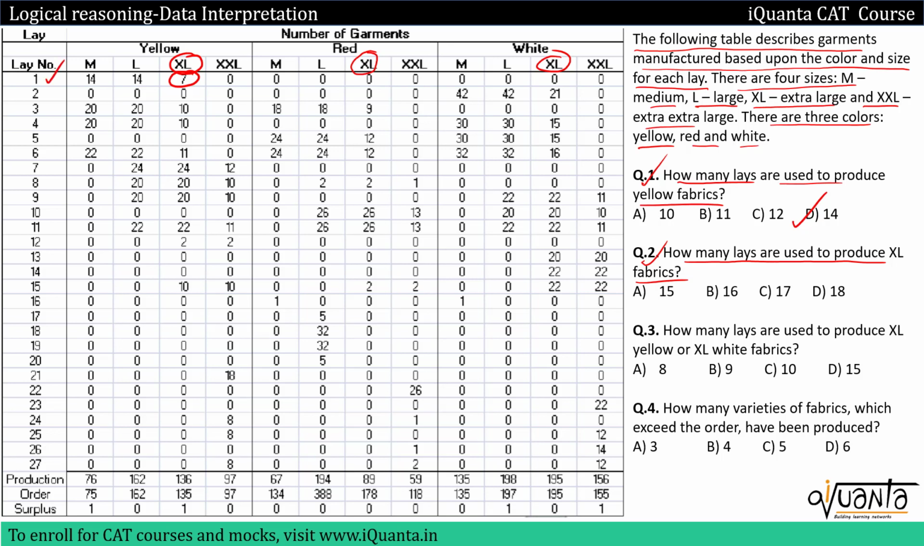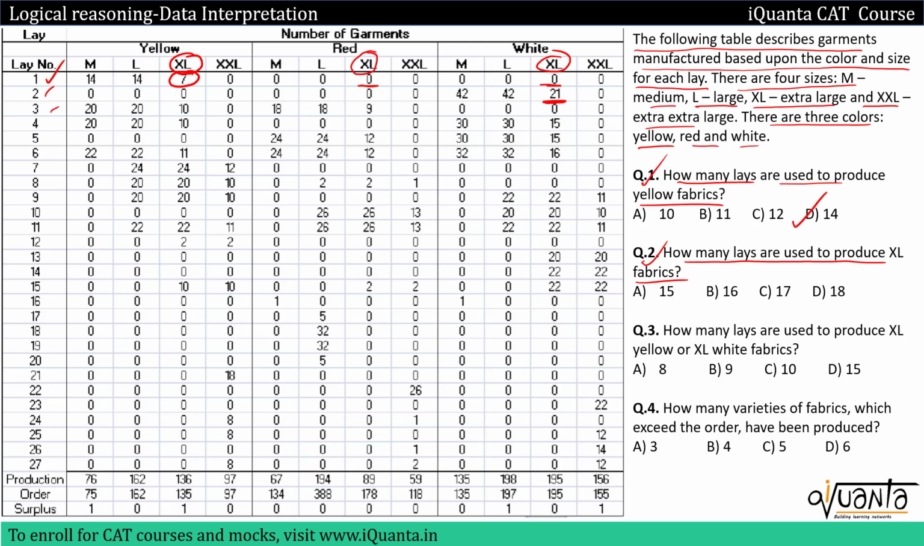We do not need to check for red and white separately, because even if a lay has just one XL garment, it doesn't matter if it is of yellow color, red color, white color, there should be at least one XL garment. If we look at lay number 2, we have 21 here, so this will also be counted.